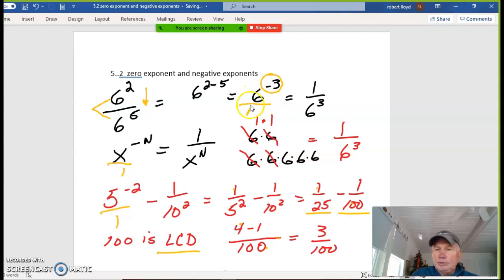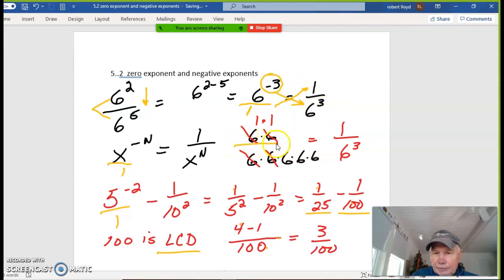So 6 is the same as 6 over 1. So in order to make this positive, we move the negative portion to the bottom, or in other words, put it into the denominator, and the 1 to the numerator. So we just switch places, and the negative 3 becomes a positive 3.